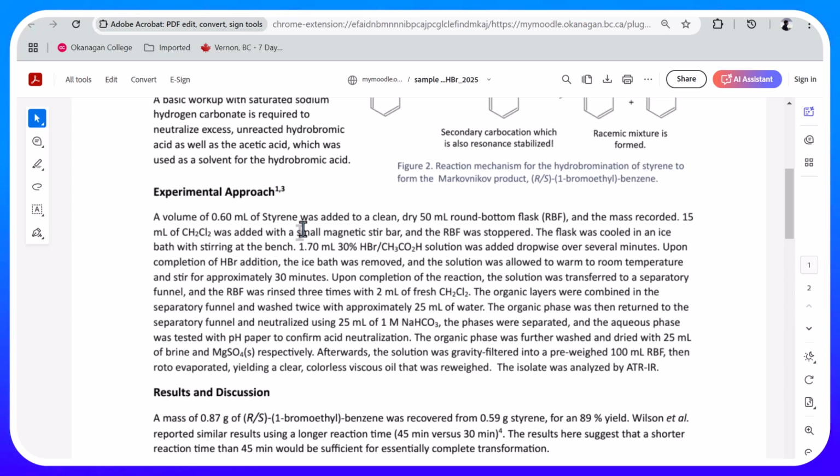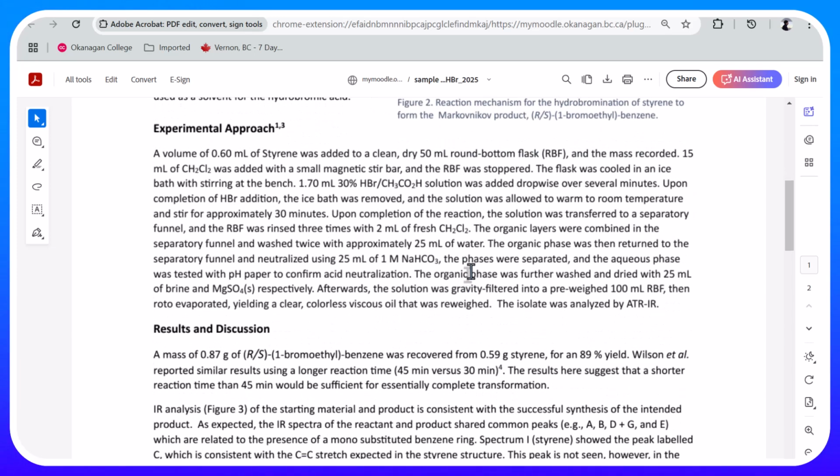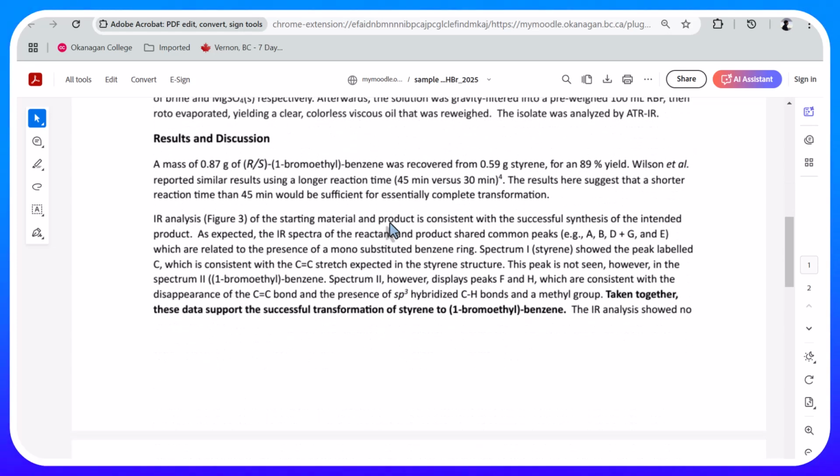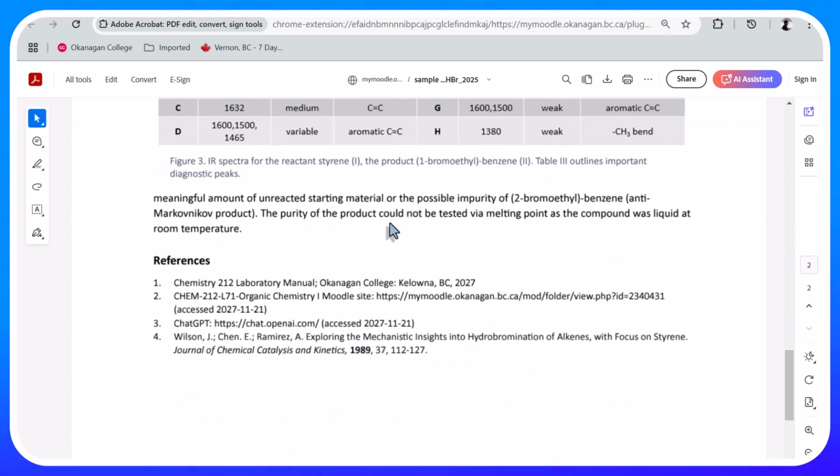So this would be a summary of what you wrote in your lab book. And it should be enough detail that you can repeat the experiment, but not extra data, not observations, unless it's critical to repeating the experiment. There'll be a results and discussion section, and then finally a reference section.